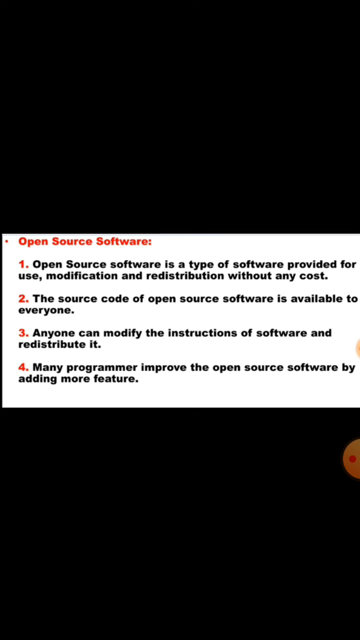Source code, what is source code? Source code means when we write a program in different languages, that program is called the source code. If you write the program in C++, C sharp or Java, when we use all these languages to write the program, we call that program source code.